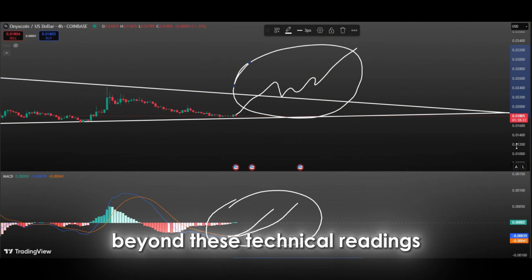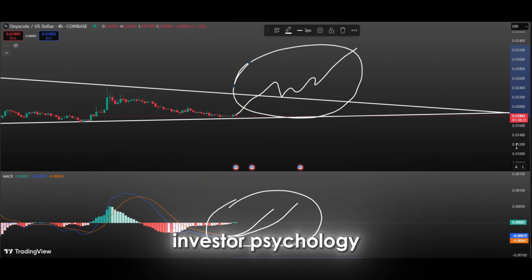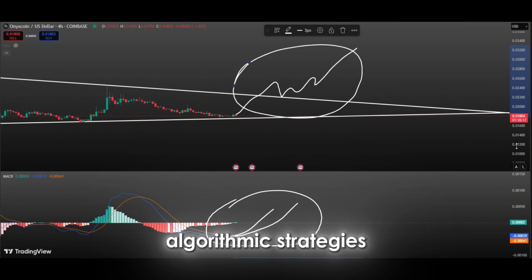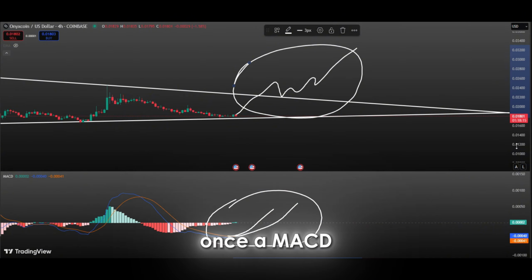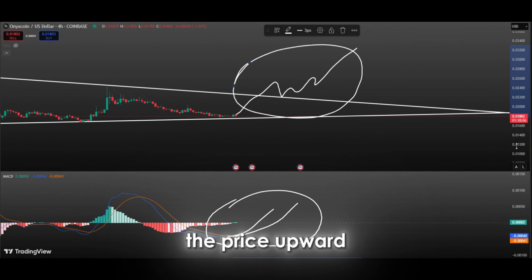Beyond these technical readings, such signals from the MACD also directly influence investor psychology. This indicator has gained credibility over time and is actively used by many algorithmic strategies. As a result, once a MACD crossover occurs, it ceases to be just a technical signal and often triggers a wave of new position entries from investors. This can create a chain reaction that genuinely drives the price upward.